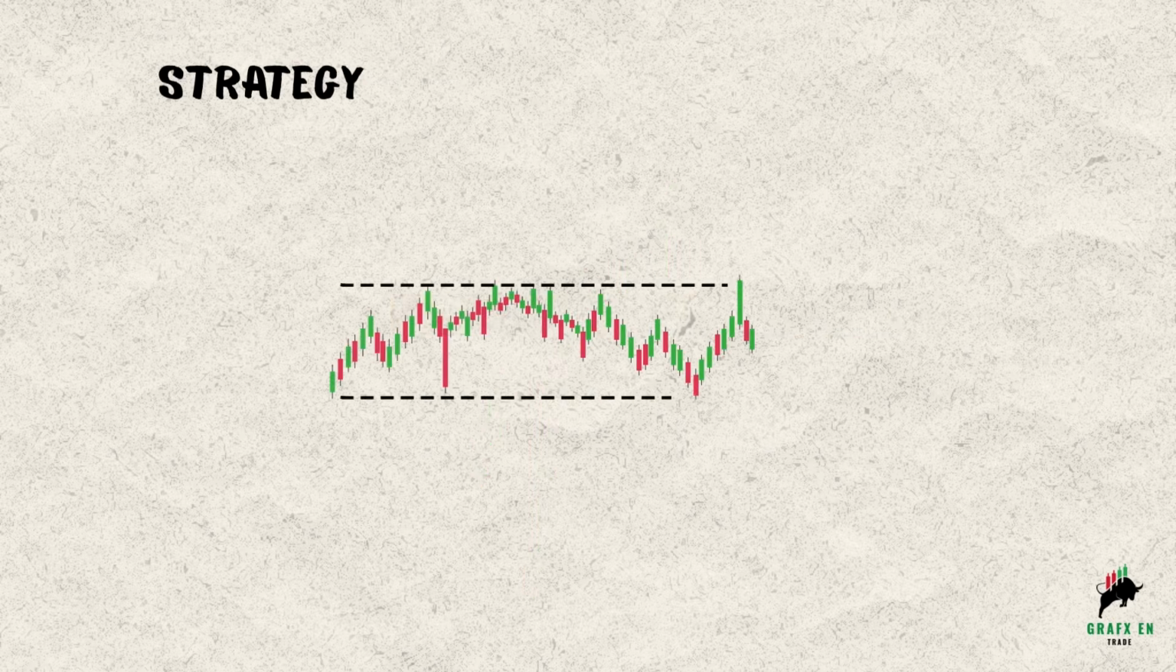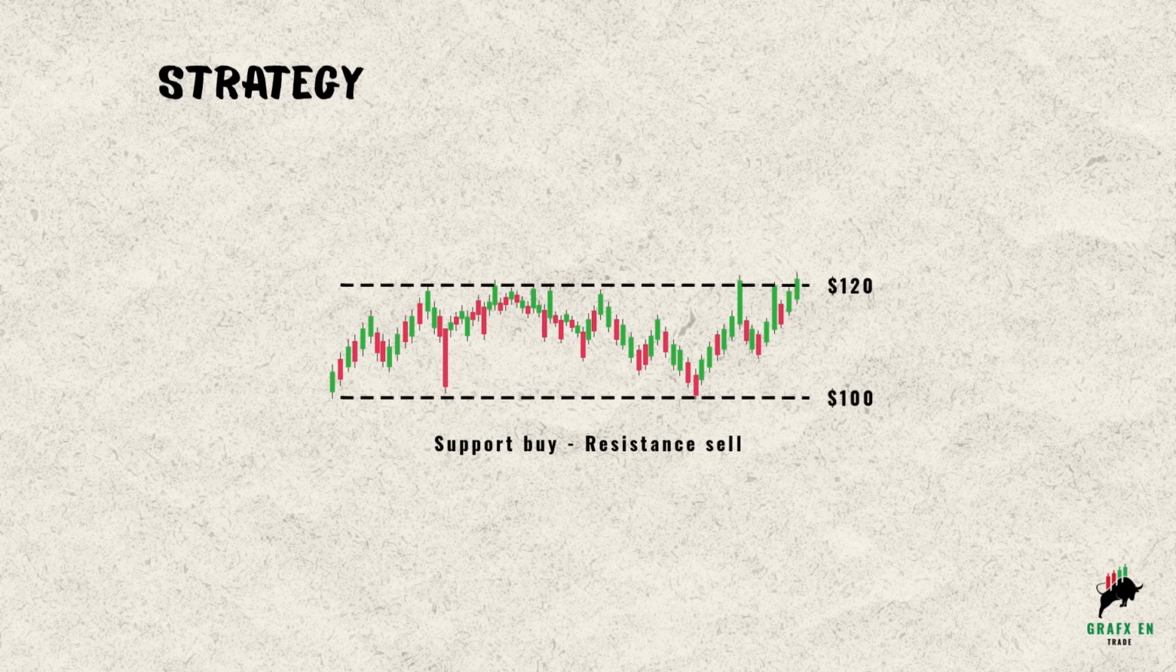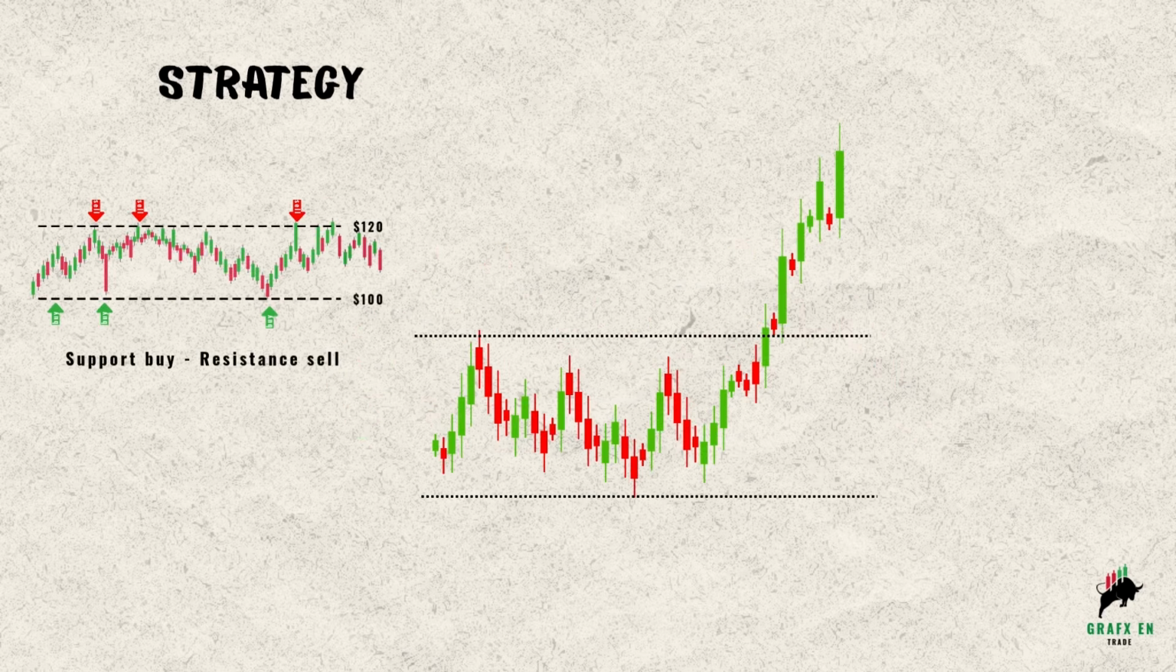How can we trade with support and resistance? There are several strategies. The classic one is to buy at support and sell at resistance. For instance, if a stock consistently finds support at $100 and faces resistance at $120, buying near $100 and selling near $120 makes sense. But if support breaks, accept the loss and set a stop loss, as prices often drop sharply after support breaks.